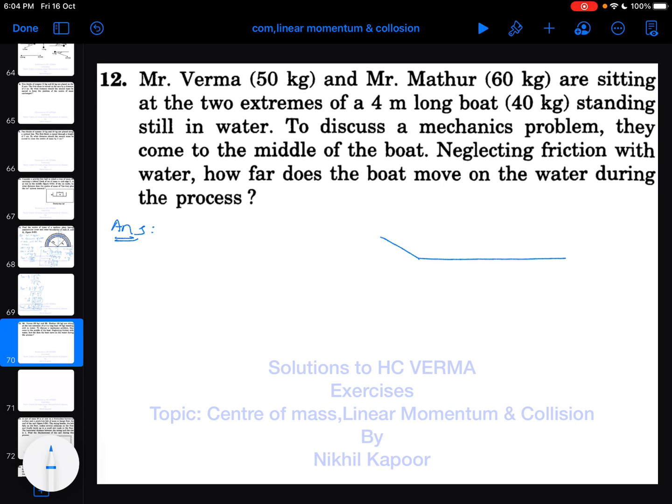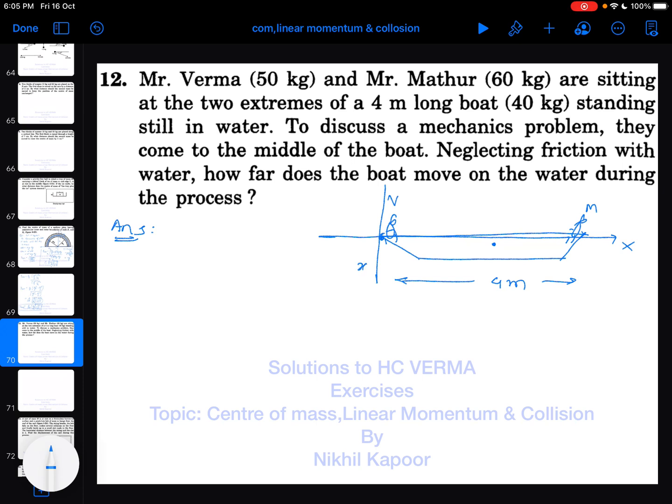This is nothing but a 4-meter long boat. Mr. Verma is here, Mr. Mathur is here, while this is the center of mass of the boat. Now let's take the position of Mr. Verma as the reference position or origin. So this will be the x-axis. While all the bodies are lying on the x-axis, the displacement will also be along the x-axis.